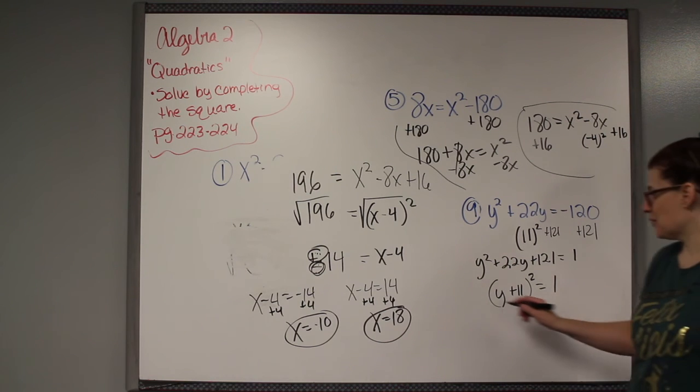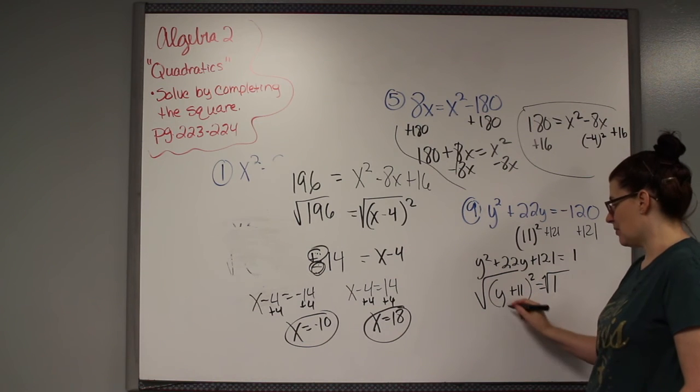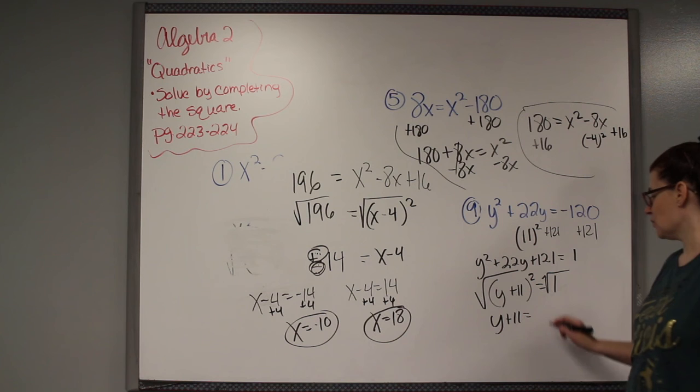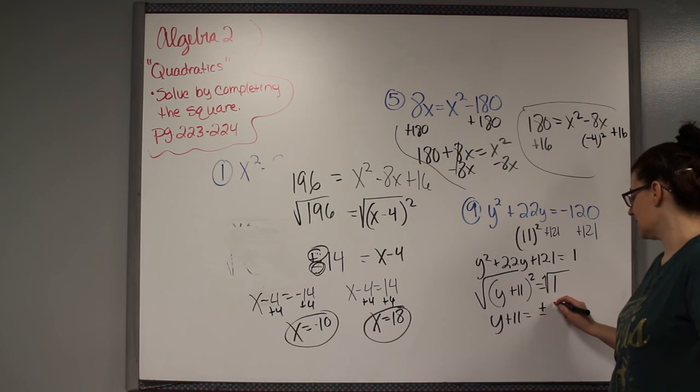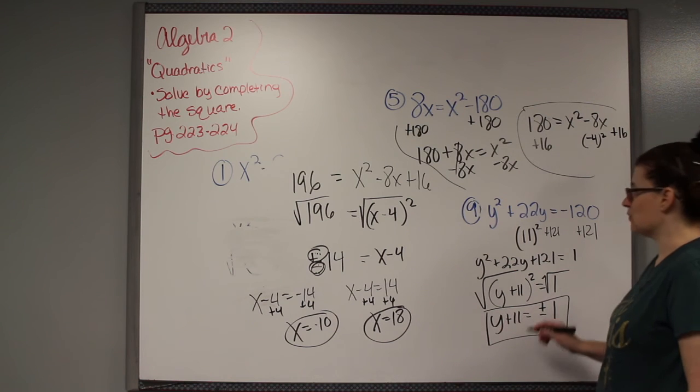Then I'm going to take the root of both sides. Okay, remember that just comes out to y plus 11. And this one will be plus or minus 1. The square root of 1 is plus or minus 1.